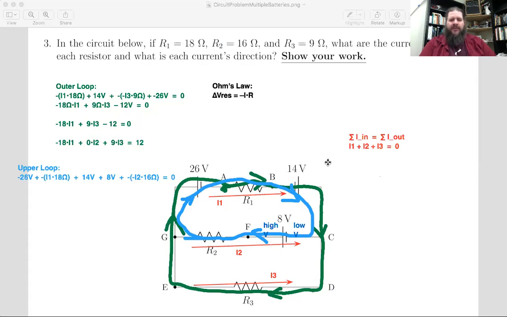And you can use a similar setup to this, either by writing out loop rule equations and junction rule equations and solving the system of equations, or by mapping out the voltages everywhere in the circuit and simplifying resistors.